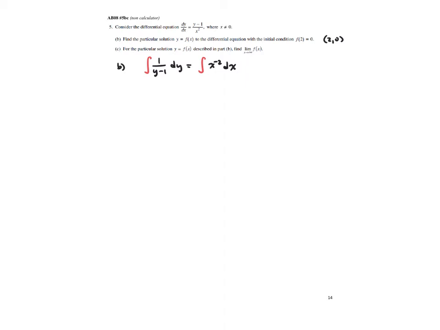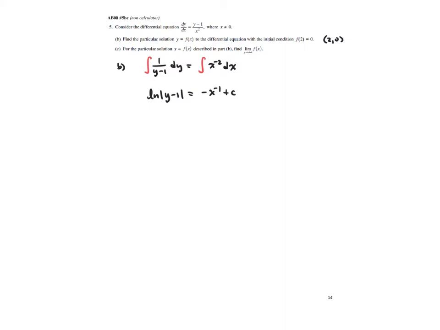On the left side, if you're newer to integration, you might use a u-sub. But if you're a little bit more of a veteran, you should know that this is equal to the natural log of the absolute value of y minus 1. On the right side, we add 1 to the exponent and divide by that same number. So we should get negative x to the negative 1 plus c.